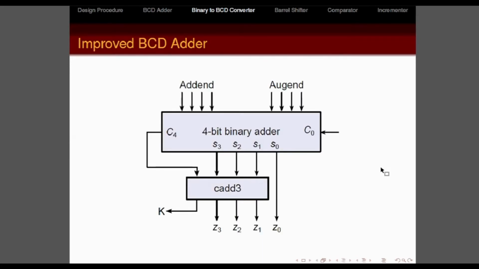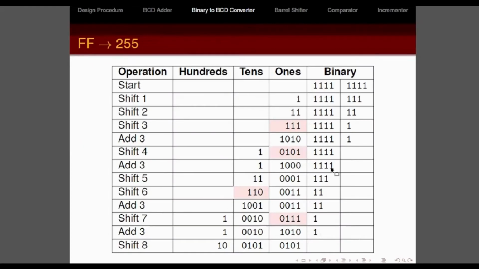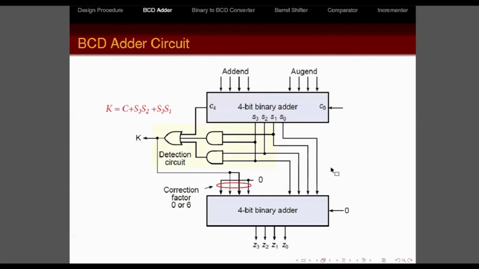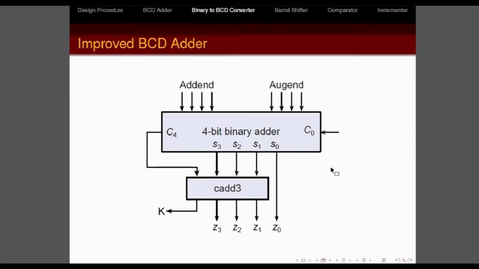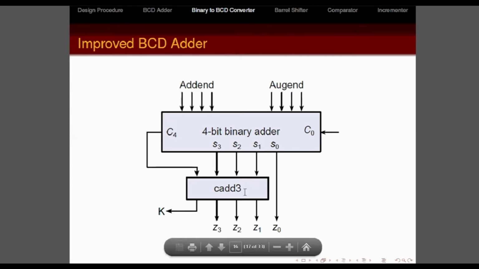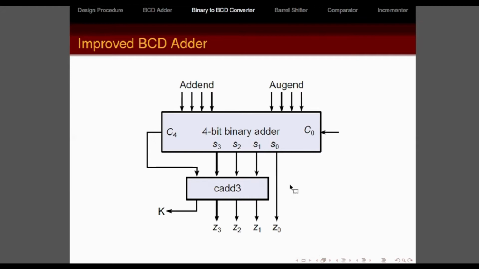Right. And the improved BCD, in other words, is a better design than before. Can anybody explain to me why this is better than this one? This is also converting binary to BCD. This one is kind of better. You add BCD, but you use the CADD3 module, the conditional add 3, and you will get a BCD adder. So why is it better than before?